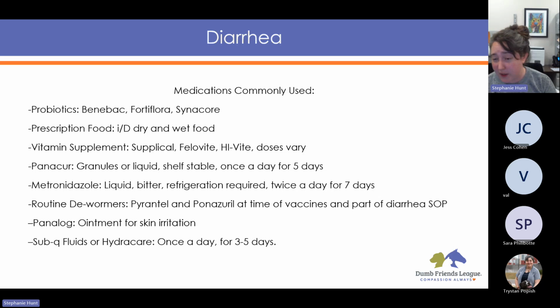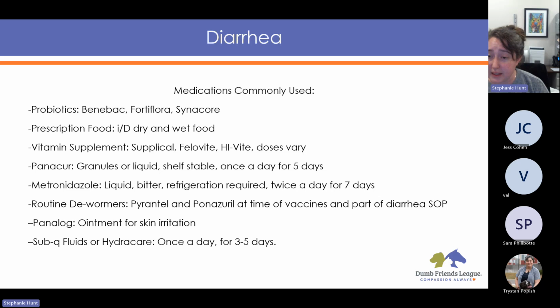Panleuk is an ointment that we use to help when the skin is irritated, specifically around kind of the anus, rectum, and hind legs, especially with kittens that are experiencing watery diarrhea. You can see some scalding and some skin irritation. And so making sure that that skin is clean, it's dry, and then being able to put that ointment on provides a little bit of a protective barrier and helps keep that skin from being further irritated. Another tool that we use is sub-Q fluids.